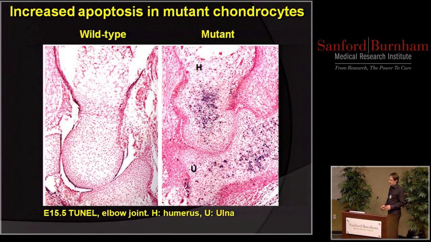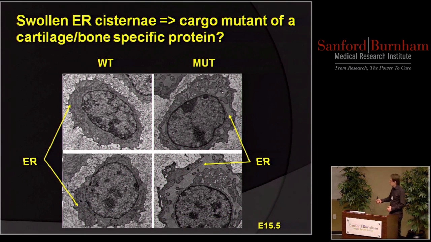Now, a consequence of ER stress is that it targets cells for apoptosis. And not surprisingly, we found that there is massive cell death in our mutant cartilages. So this, of course, explains the severe skeletal dysplasia, with the massive death of cells in the developing bones. Now, we had these swollen ER cisternae, and this is most likely due to the fact that proteins are getting stuck in the ER and not being able to be transported out.